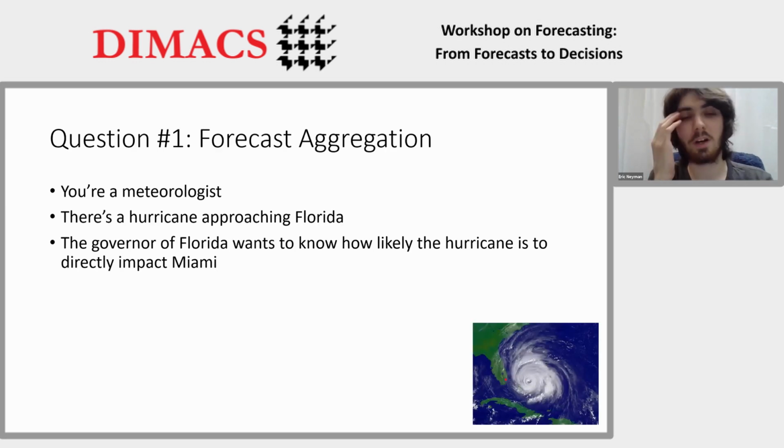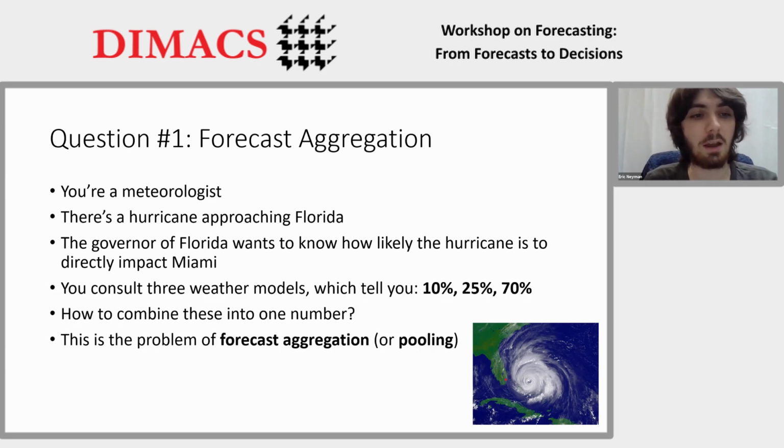So I'll start by talking about forecast aggregation. Let's say that you're a meteorologist and there's a hurricane approaching Florida. And Florida's governor wants to know the probability that the hurricane will directly impact Miami. And so you, as the meteorologist, consult three weather models that tell you, one says there's a 10% chance, another says 25%, another says 70%. And you want to somehow aggregate these into one number. So what should you do? That's the question of forecast aggregation.